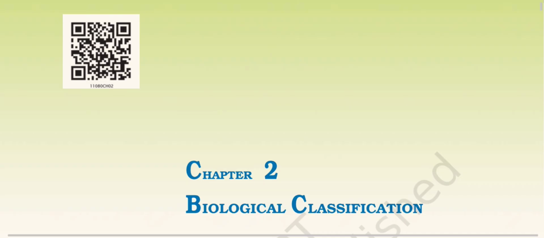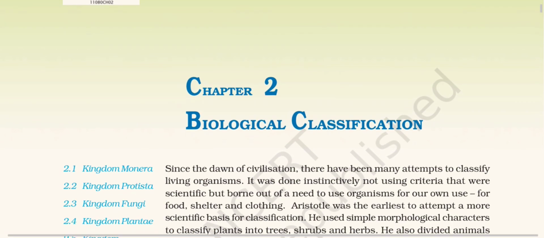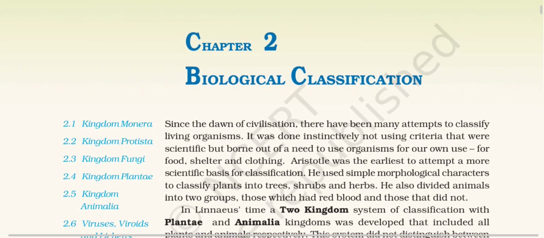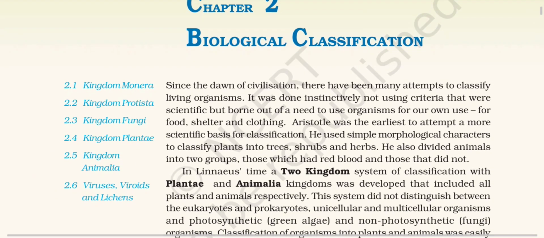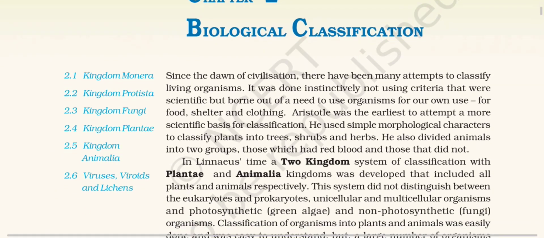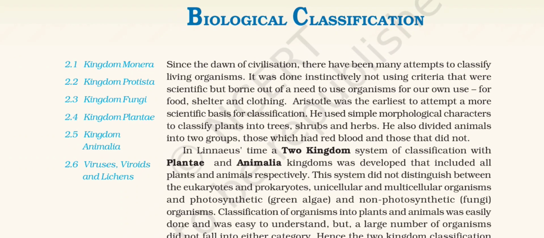NCERT ebook Biological Classification. Kingdom Monera. Kingdom Protista. Kingdom Fungi. Kingdom Plantae. Kingdom Animalia. Viruses, viroids, prion and lichens. 2.1 Kingdom Monera. 2.2 Kingdom Protista. 2.3 Kingdom Fungi. 2.4 Kingdom Plantae. 2.5 Kingdom Animalia. 2.6 Viruses, viroids, and lichens.